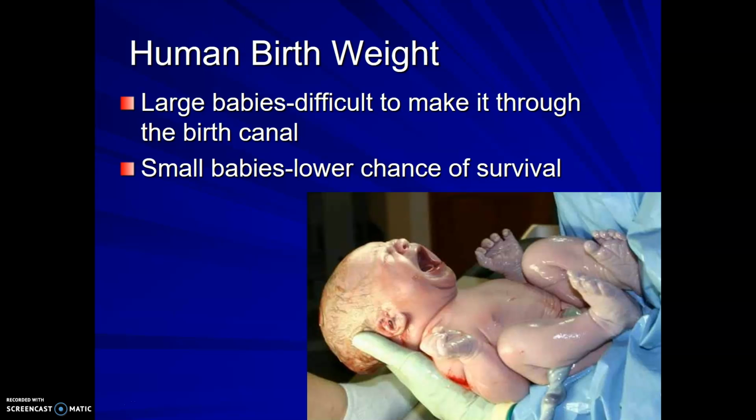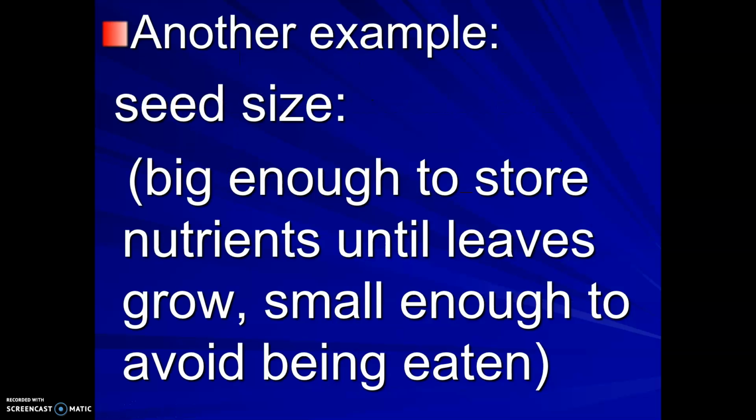Another one is human birth weight. Large babies are really difficult to get through the birth canal, and most of the time we have to switch to C-sections for the babies to survive. And small babies have a lower chance of survival because their lungs aren't developed and a lot of the parts aren't developed. So nature naturally selects an average weight, which is about 6 to 8 pounds.